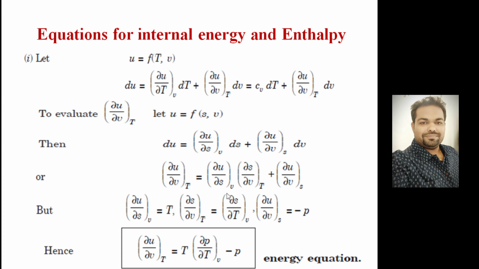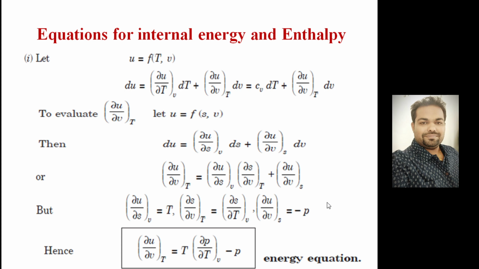Maxwell relationship, I can write ∂S/∂V at T is equal to ∂P/∂T at V, and the last term is this one. So internal energy can be written as P into dV, right? Basically dq is equal to du plus P dV.